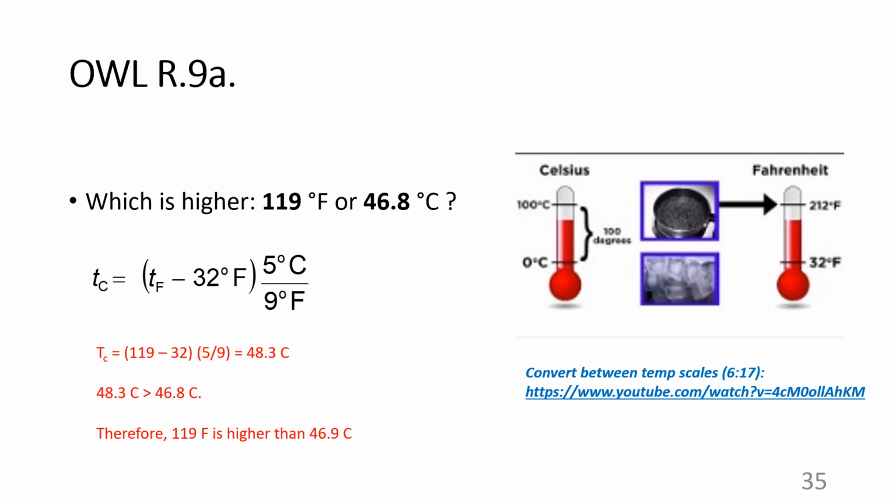At that point, we now can compare the two temperatures, and we see that 48.3 Celsius is higher than 46.8. Therefore, 119 degrees Fahrenheit is higher than 46.9 degrees Celsius. For more help with converting between temperatures, check out the video linked here.